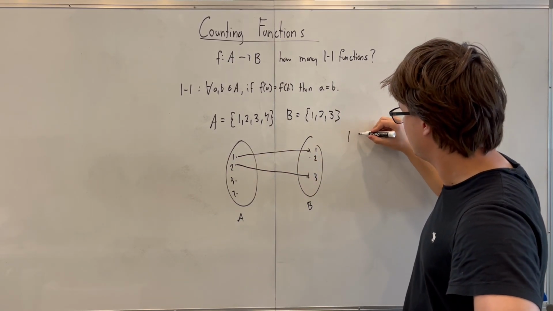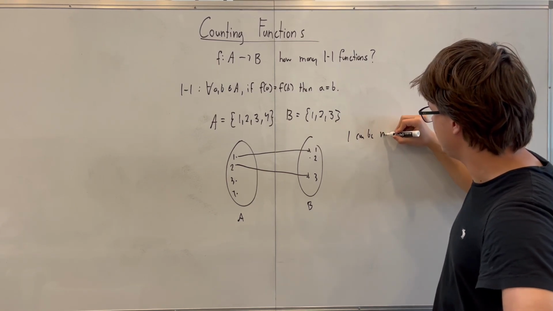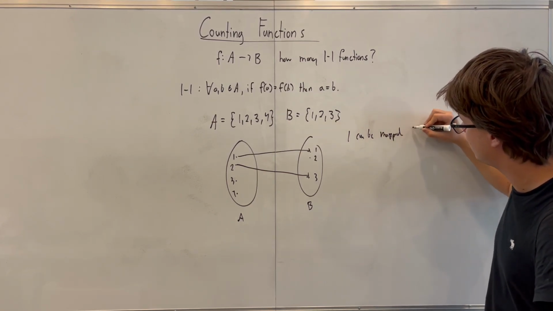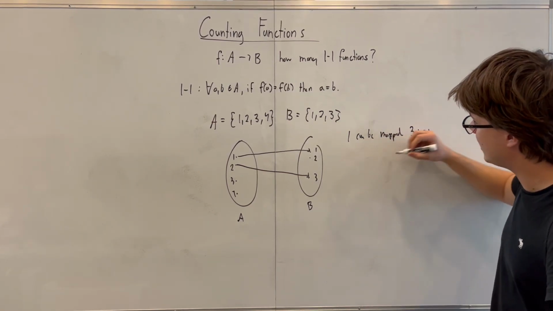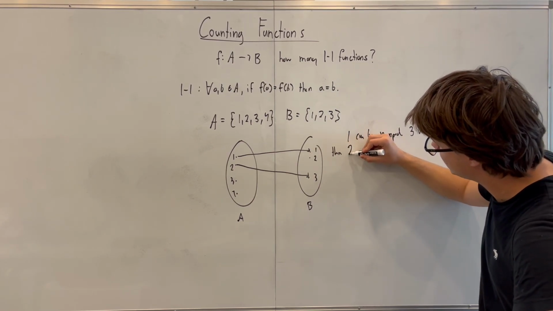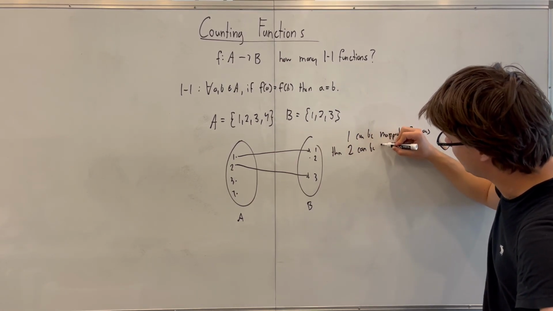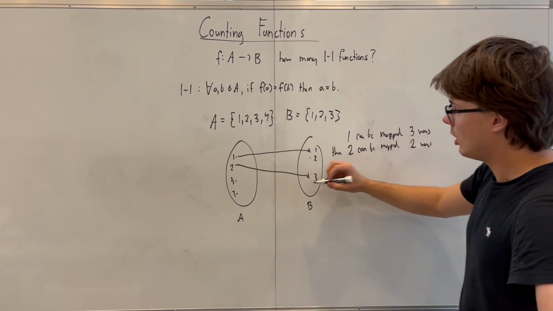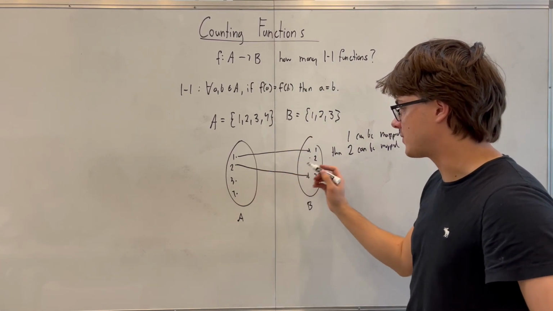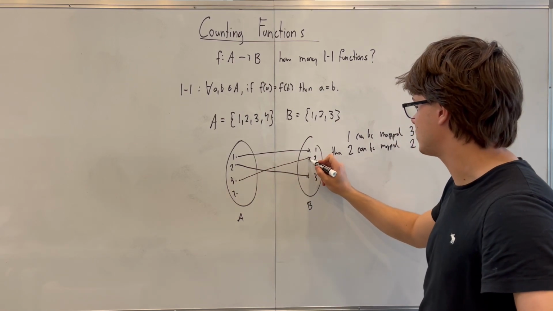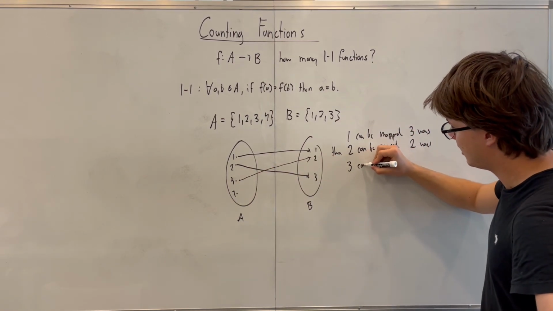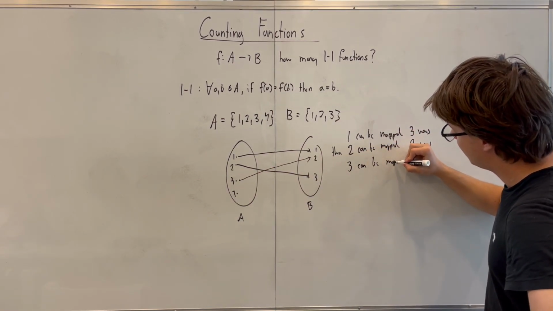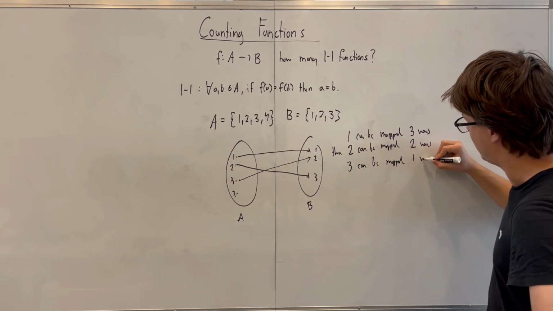So 1 can be mapped 3 ways. Then 2 can be mapped 2 ways. What do we find? Well, then 3 can only be mapped 1 way because we have only 1 element remaining. So 3 can be mapped 1 way.